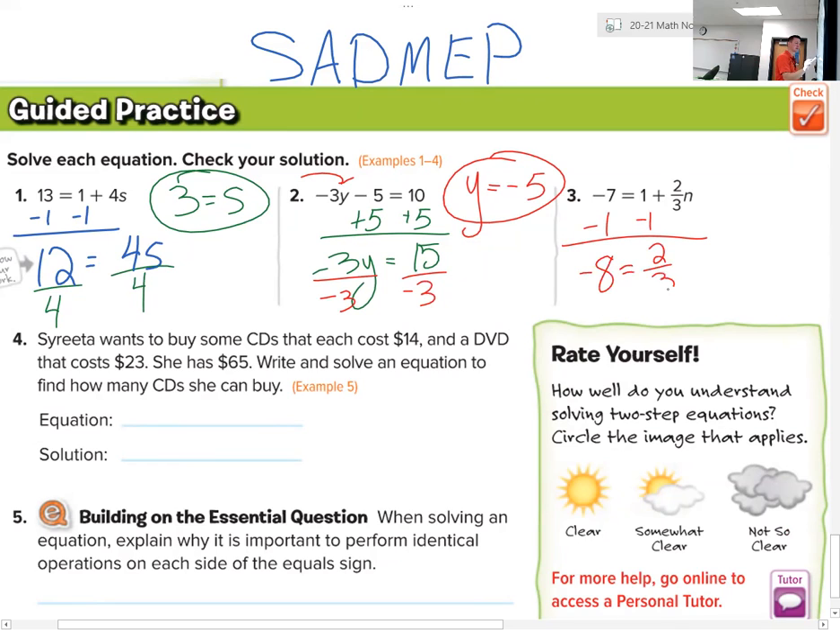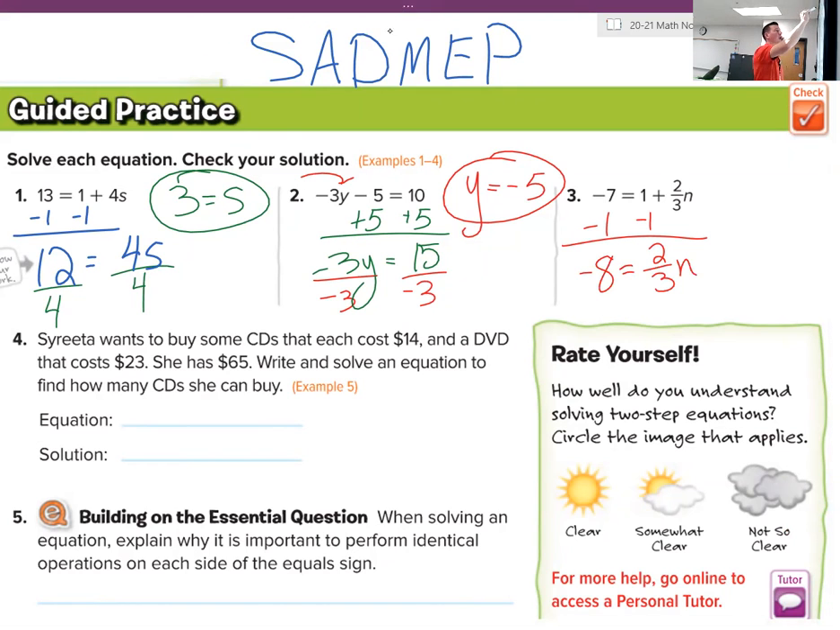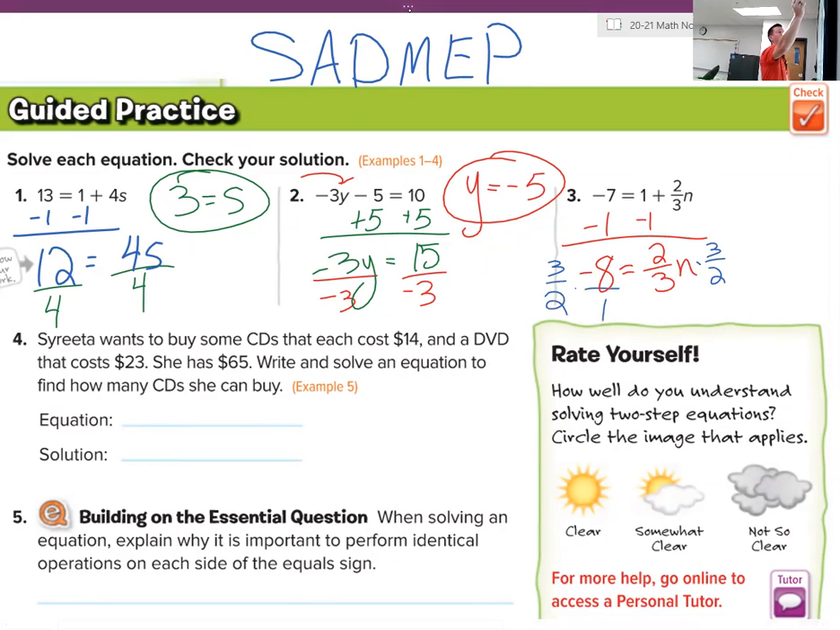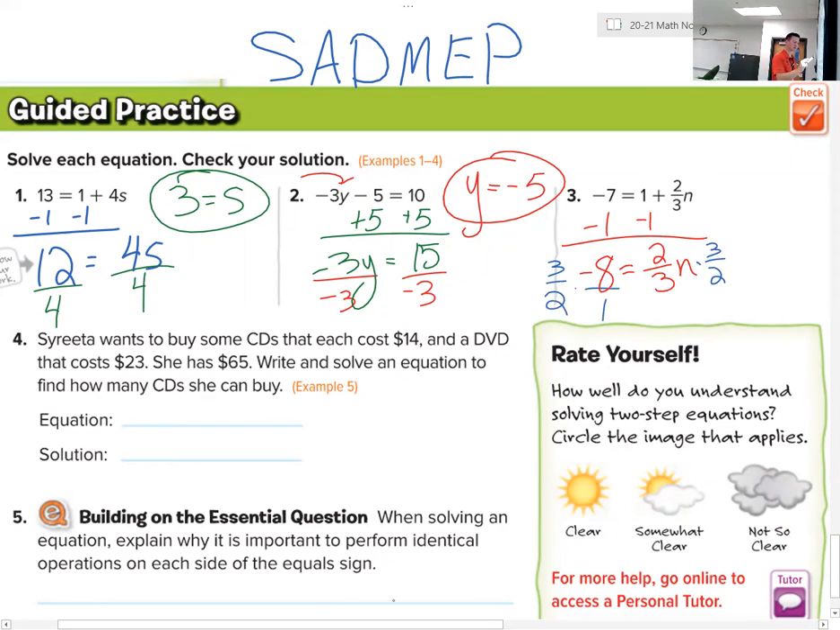I have 2/3 n. Now I have to multiply the coefficient by the reciprocal. So 2/3 becomes 3/2. Multiplied by 3/2. Negative 8 is the same thing as negative 8 over 1. I have common factors here, so I can save some trips, save some time. 2 goes into 2 once. 2 goes into negative 8 negative 4 times.